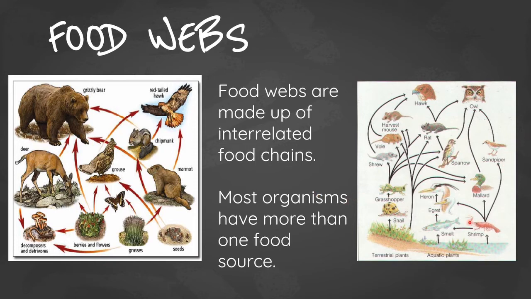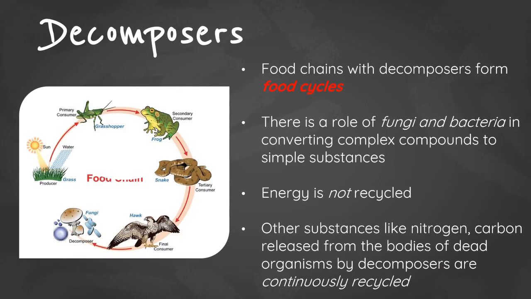Let's look over here. We see that the grasshopper feeds on the snail and the snail feeds on the grass. We also see that the owl feeds on the sparrow. The sparrow feeds on the grass as well. So you see, many of the organisms have multiple food sources. And it's important that we understand how food webs work because it allows us to predict population size and other characteristics within the ecosystem.